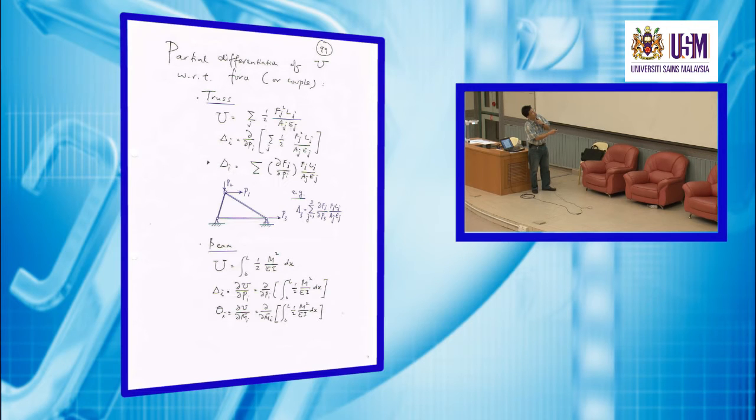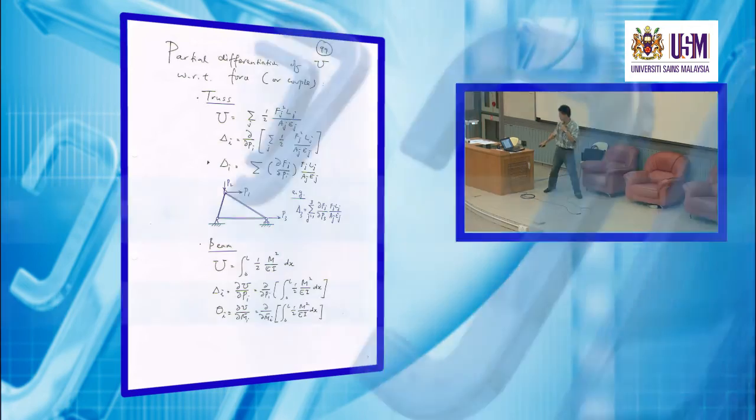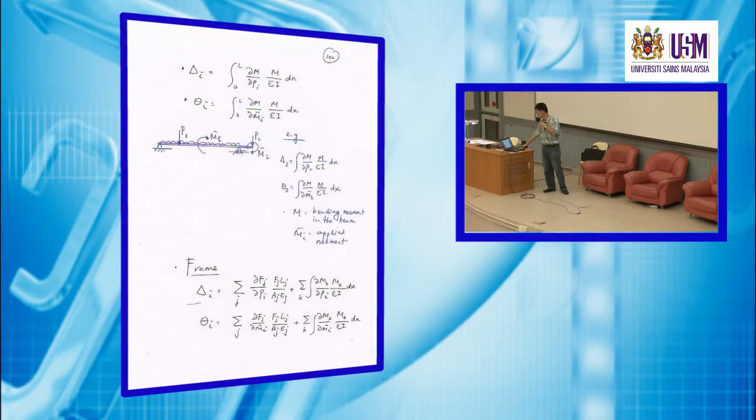And to find delta, you get this relation, Castigliano's second theorem, which means you differentiate this partially. For rotation, you differentiate partially with respect to applied moment. So finally, you get these equations. You have to integrate this, multiply with this. Differentiate partially bending moment with respect to the force, multiply with bending moment divided by EI, integrate.